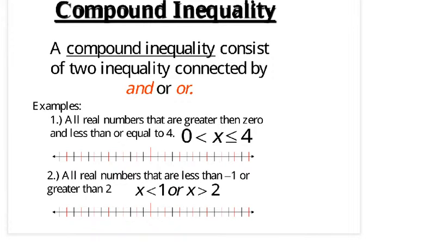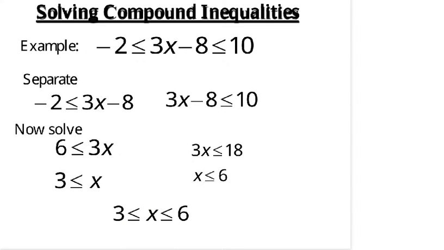A compound inequality is going to be connected by either an "and" or an "or." Here's an example of a compound inequality. This one says that 3x minus 8 is less than or equal to 10, and 3x minus 8 is greater than or equal to negative 2. One way that we can handle this is to separate the inequality and solve each inequality separately, as you see in front of you.